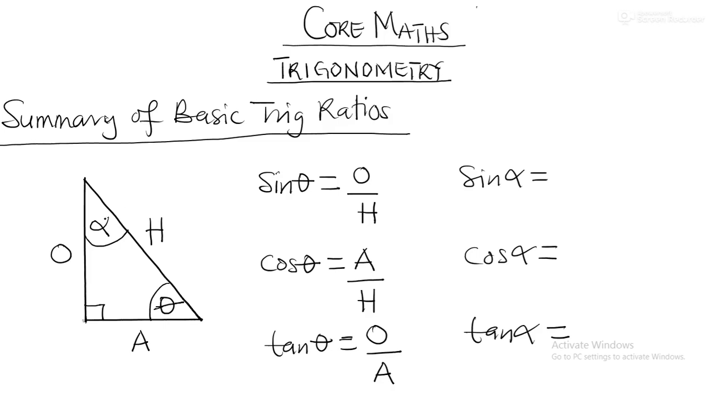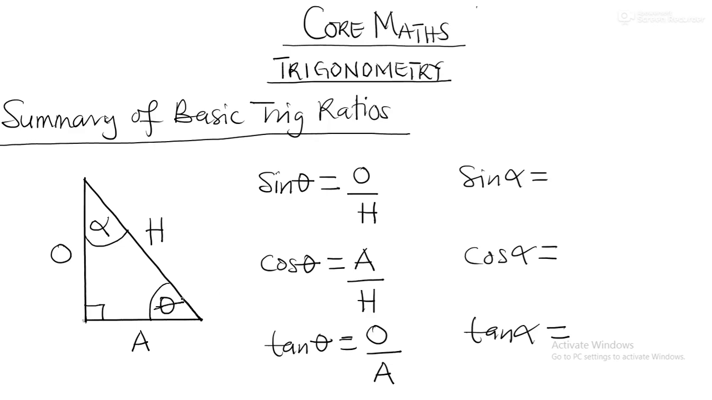So the trig ratios in relation to their reference angle that we can get from this right angle triangle are these. Sine theta is opposite over hypotenuse. Cos theta is adjacent over hypotenuse. And tan theta is opposite over adjacent. So sine theta is opposite over hypotenuse, cos theta is adjacent over hypotenuse, and tan theta is opposite over adjacent. I hope you get it. These ratios are in relation to the reference angle theta.